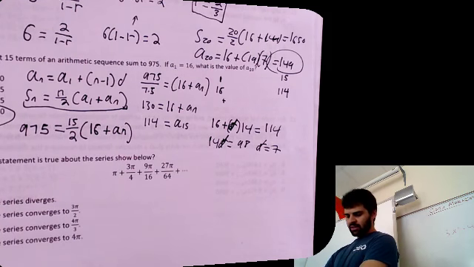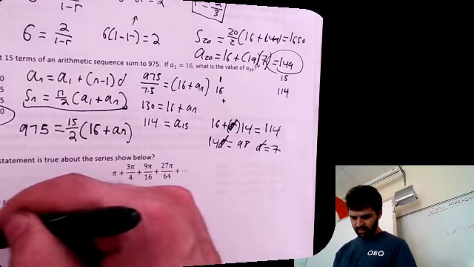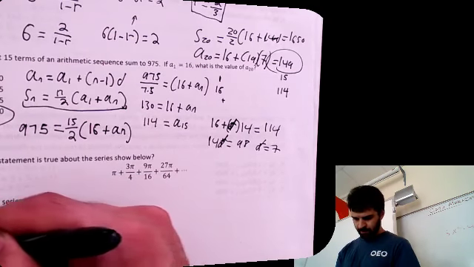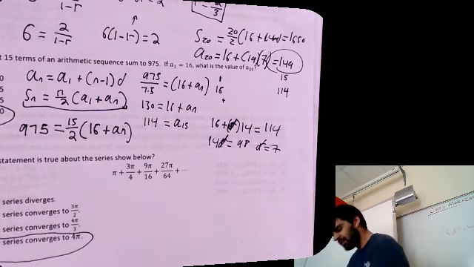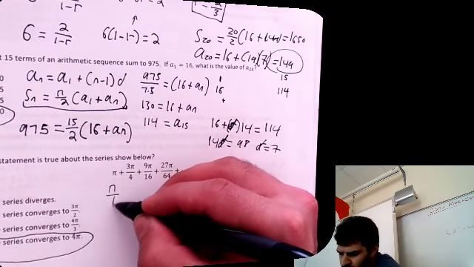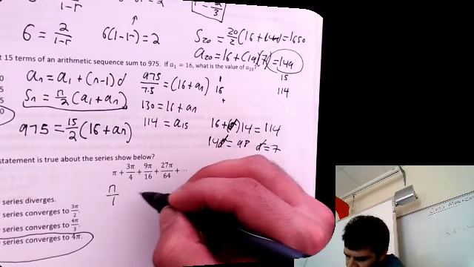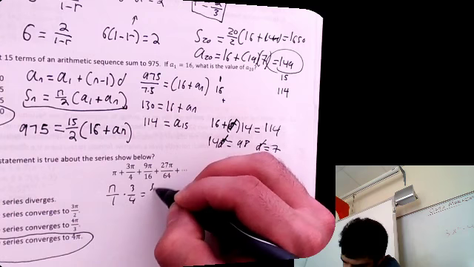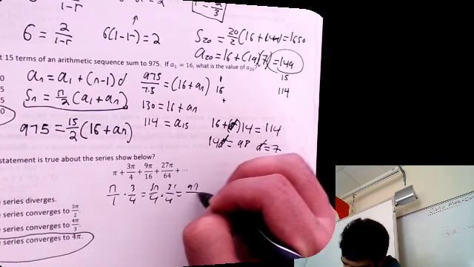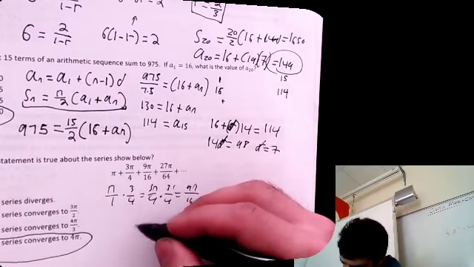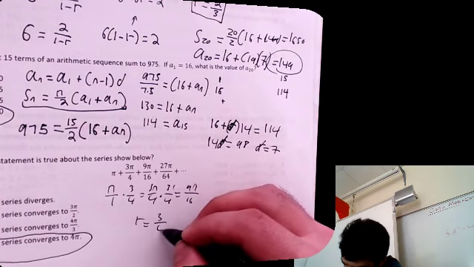All right. Which statement is true about the series shown below? I'm going to say it converges to 4 pi. Let's find out why. So notice the first term we have pi over 1. Then it's 3 pi over 4. So that means we multiply by 3/4, which is equal to 3 pi over 4. Then we multiply by 3/4, which is equal to 9 pi over 16. So r is equal to 3/4.